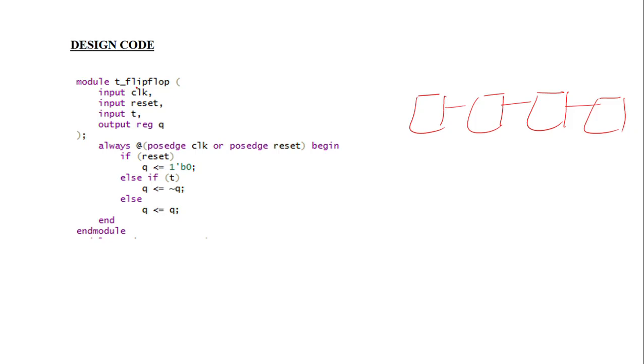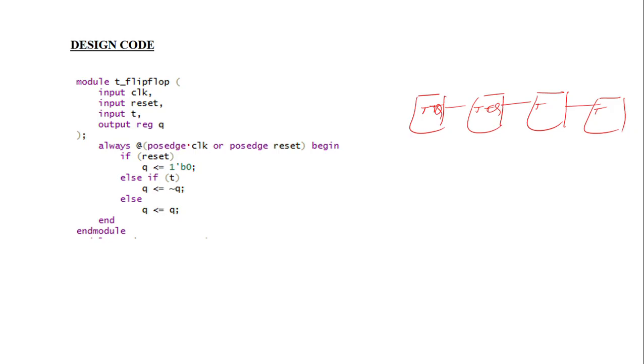So first we have to write the flip-flop module. In this design I use a T flip-flop, so that's why I write the code for the T flip-flop. This is the output, Q. So what is the T flip-flop design? The inputs are clock, reset and T, and the output is Q.